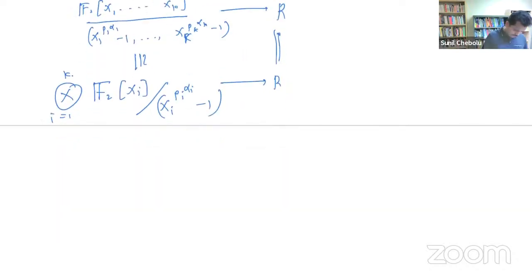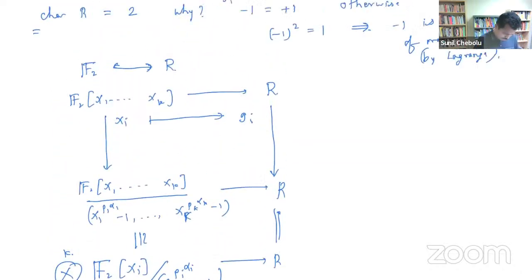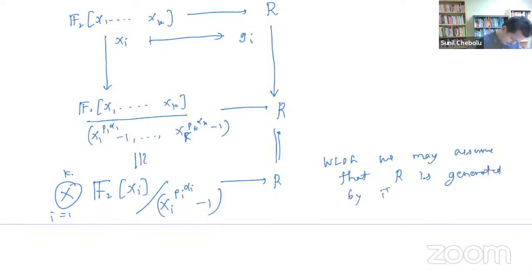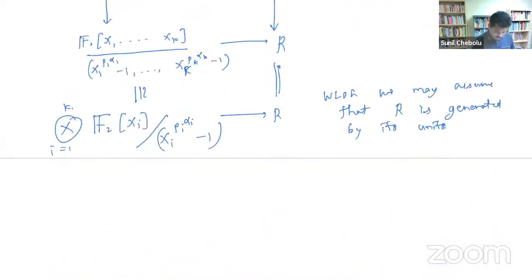Now notice something here. Now you have this tensor product. Here I didn't mention one thing, but without loss of generality, we may assume that R is generated by its units. Otherwise, you just take the subring generated by the units. Then that will still have the same unit group. So I'm going to assume that R is actually generated by units.